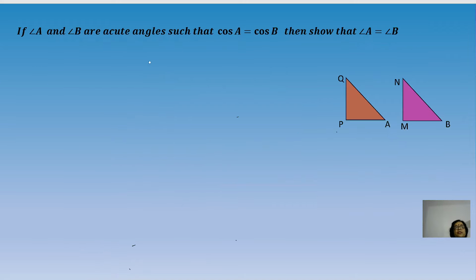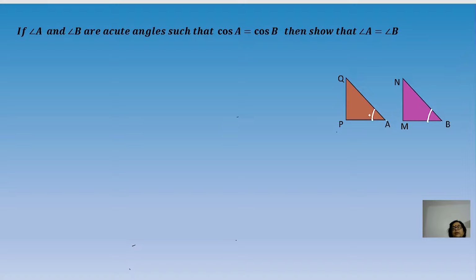The next question, again, is slightly different from the previous questions. We are given angle A and angle B are acute angles such that cos A is equal to cos B. Then show that angle A is equal to angle B. We have to show that angle A is equal to angle B. First of all, it must be remembered that you have to take two different triangles over here, with angle A in this triangle and angle B in this triangle.